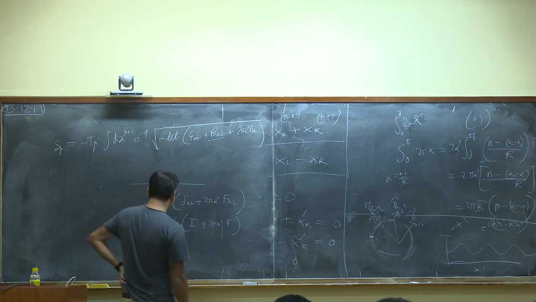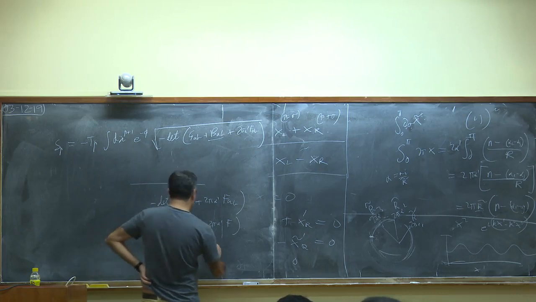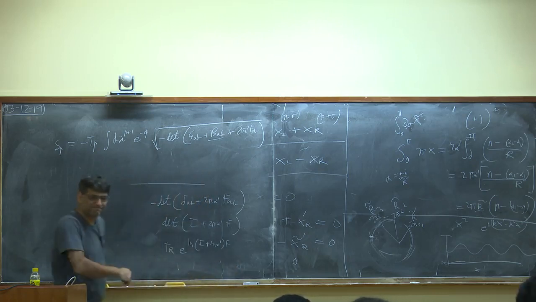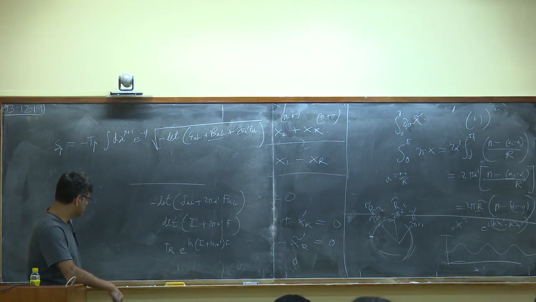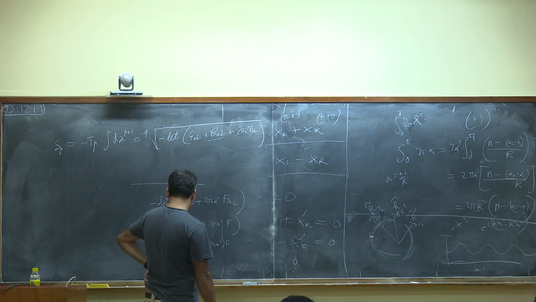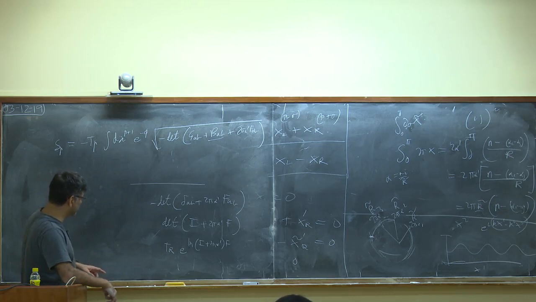A trace of e to the power log of I plus 2 pi alpha prime f. The exponential of det is... no, this is the determinant itself. Right? The determinant of the exponential is the trace.